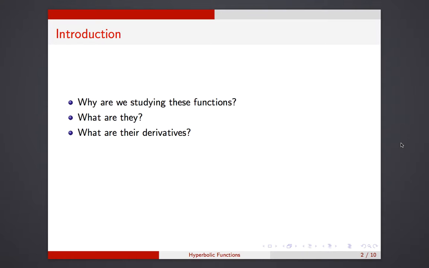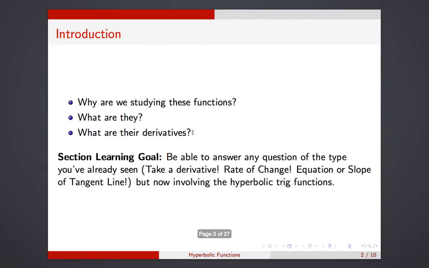This brief video covers 3 questions. Why would we study these functions? What are these functions? And, of course, what are their derivatives? This third question is why we're doing this in a calculus course. We want to know about their rates of change.